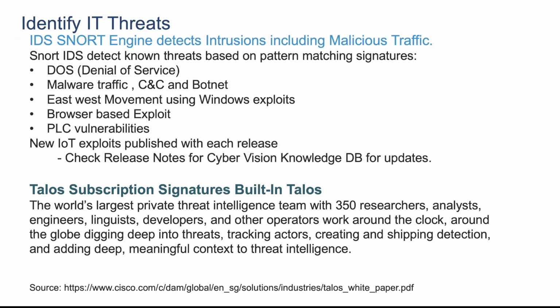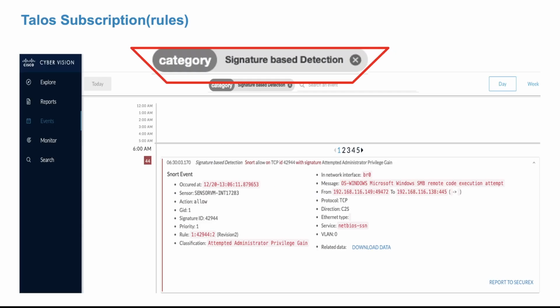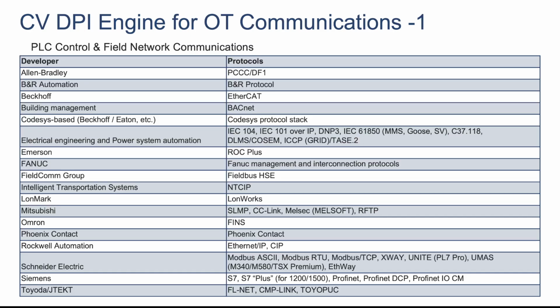Having an IDS engine running on the sensors to detect any intrusion or malicious traffic. This IDS engine can detect various types of attacks, exploits, and vulnerabilities. Additionally, with the help of Talos signature updates, the latest threats can also be detected at a much faster pace. So we can have signature based filters, which can filter our events based on signature based detections. The signatures normally are downloaded from Cisco Talos.